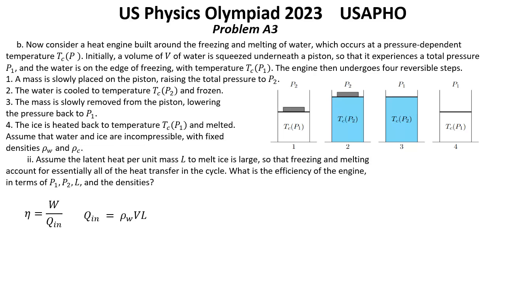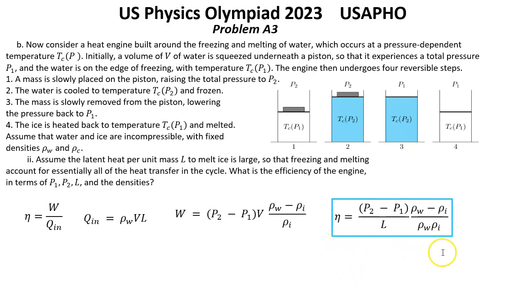The heat transferred in is used to melt the ice. So we have Q in equal to ρW multiplied by volume V and multiplied by latent heat L, and the work done by the process was counted before. That was this one. So finally efficiency equals this expression, which is the solution for question 2, part B.